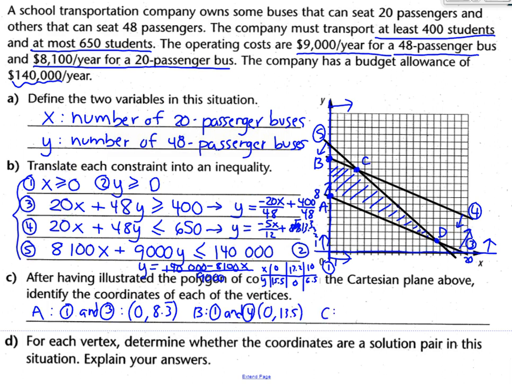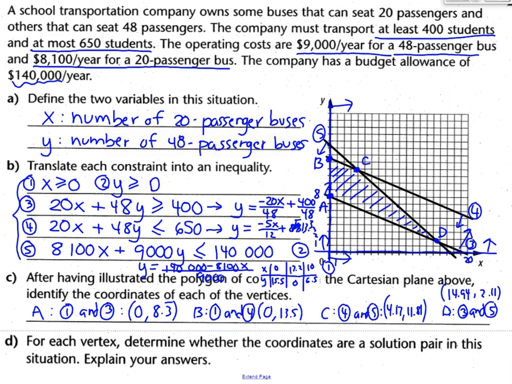C is the intersection of 4 and 5, and the answer is 4.17 and 11.81. And D is the intersection of 5 and 3. So 3 and 5. And your answer should be 14.94 and 2.11. Something like that.